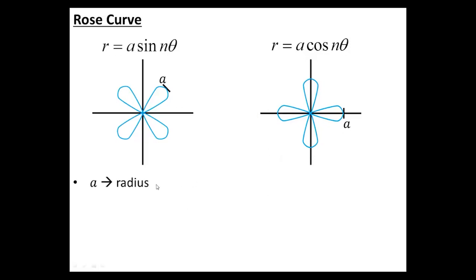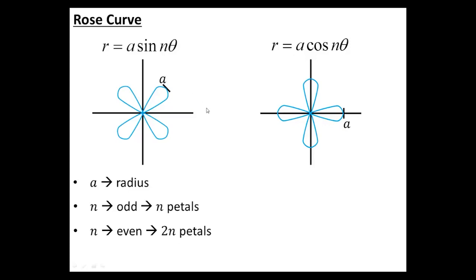So we know that A represents the radius. If n is odd, we have n petals. If n is even, then we just double that number to get 2n petals. So on this one, since I have 4 petals, I know that the n value is 2. So we don't always have 4 petals. It depends on what the n value is to determine the number of petals.